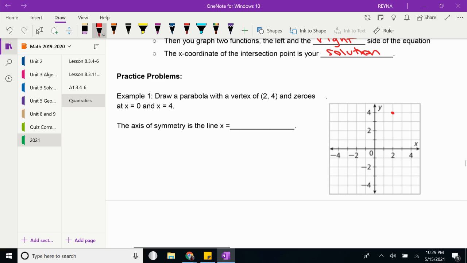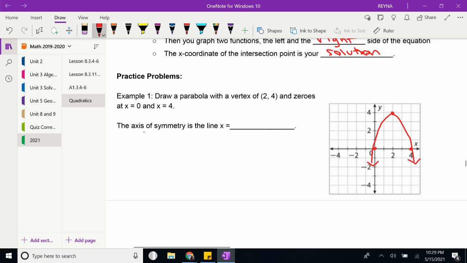And then it tells us that there are zeros at x equals 0 and x equals 4. That just means we have a point at 0 and 4. So we're going to put a point at 0 and we're going to put a point at 4. And we can see that from our vertex, it starts opening down. So we can draw the shape of our graph. And now our parabola is all graphed.